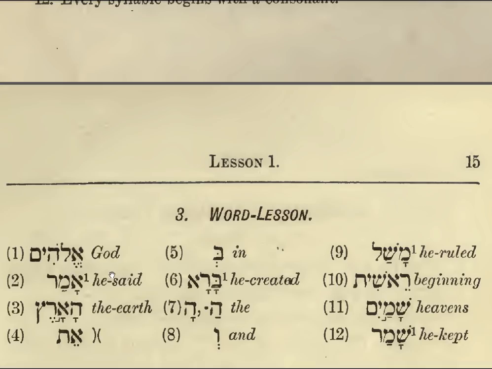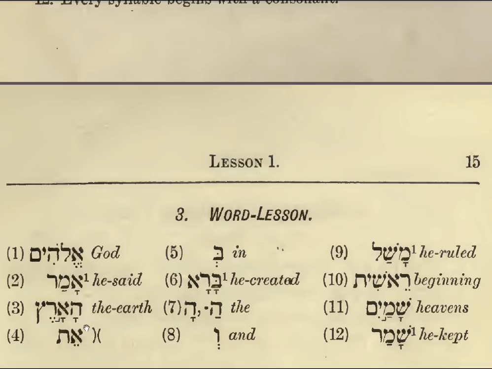Vocabulary. Elohim, God. Amar, he said. Note the accent on the end, but the first vowel is long. For English speakers, this is quite hard to do, because our tendency is to put the accent on the long vowel. But it's not. It's Amar. Haaretz. This is easier for an English person to say, because the accent is on the penult here.